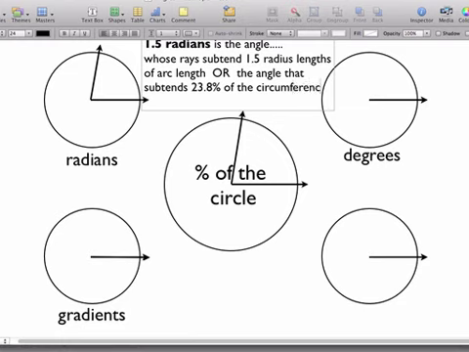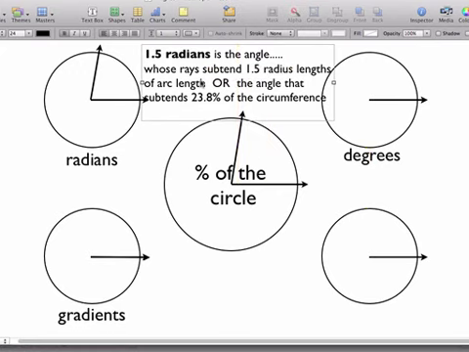So here's another way to define that angle. It's the angle whose rays subtend 1.5 radius lengths of arc length, or the angle that subtends 23.8% of the circumference. Okay, so how would you find a percent? If 1.5 radians is your portion, your portion of what whole in radians?